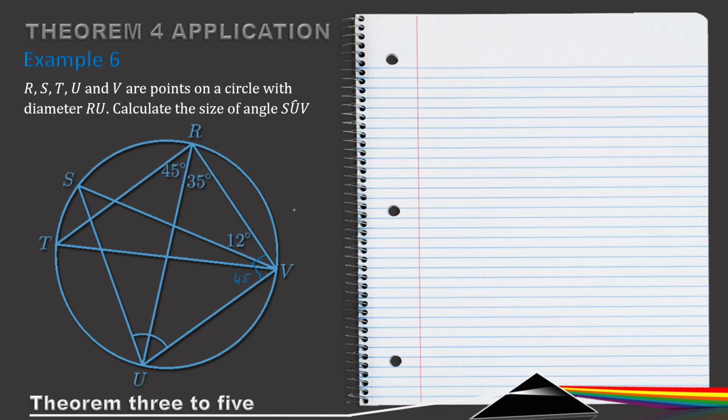Now the other thing is that we have this 12 that also subtends from SR. It subtends up to the 12-degree angle. It also subtends up to this 12-degree angle. And now we actually have the one side of the angle we want. So if we can find this side, then we can add them together and find SUV.